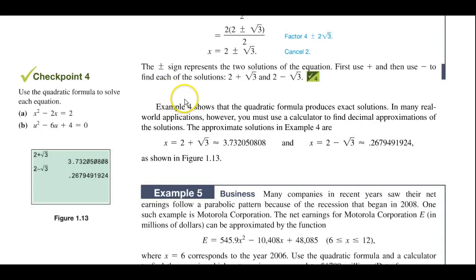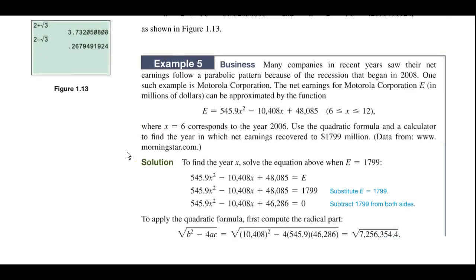Now the book is also saying, because of the plus or minus sign in front of the radical, we're going to get two answers. A plus square root of 3 here, and a minus square root of 3. And if you wanted to convert this using your calculator, you do get values. And of course, where these are exact answers, these are approximations because of the irrational nature of the square root of 3. Okay, let's go on to example 5, where we're going to read it over and see what we can come up with.